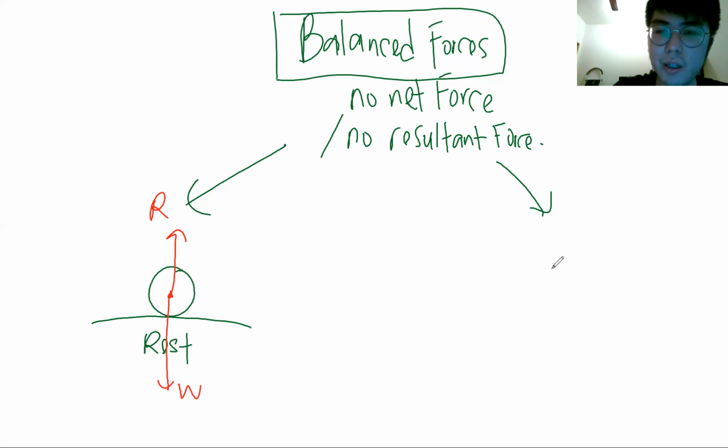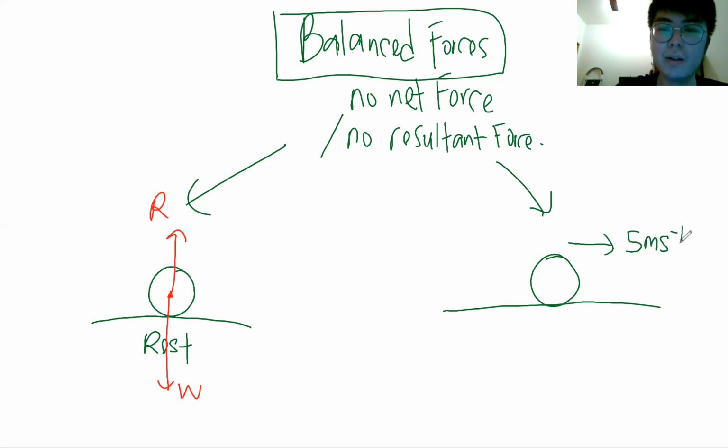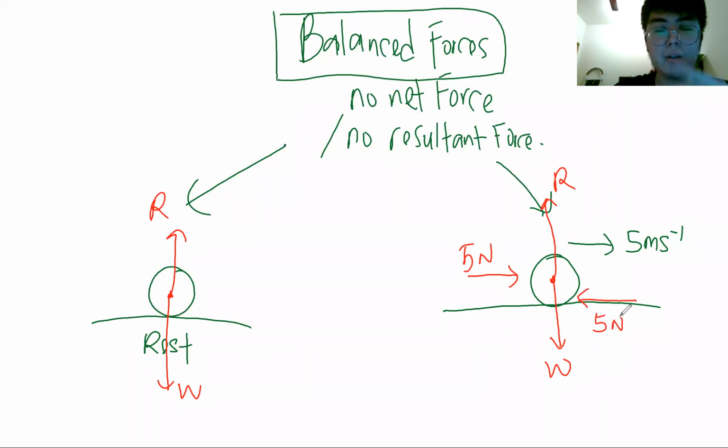the different situation. The object is moving at a constant velocity, let's say 5 m/s. Okay, moving at constant velocity. So in this case, the forces balance here: first is W balanced by the reaction, and maybe this is a force of 5N here balanced by a friction of 5N here.